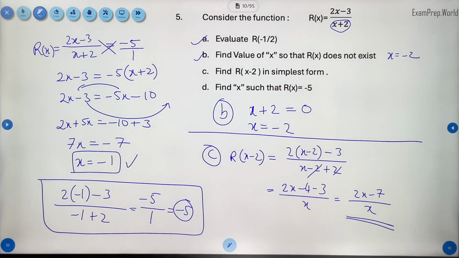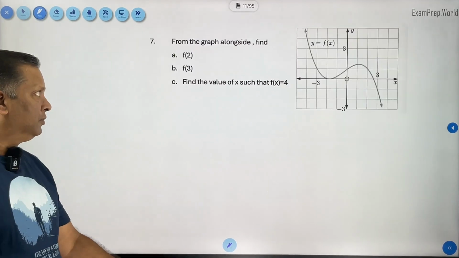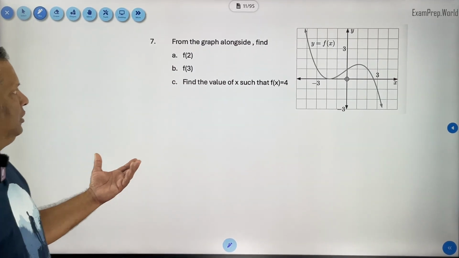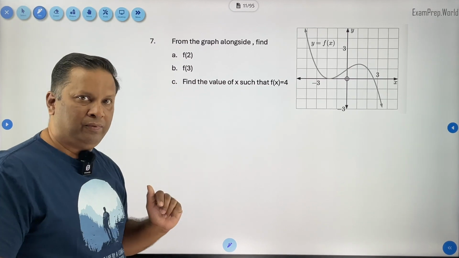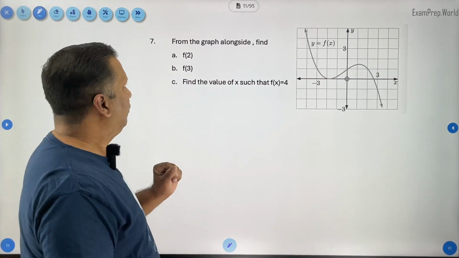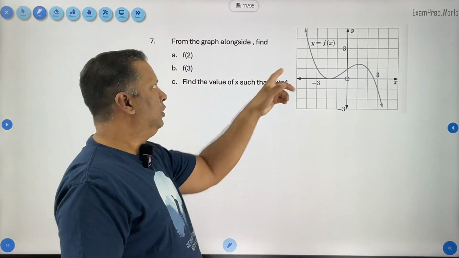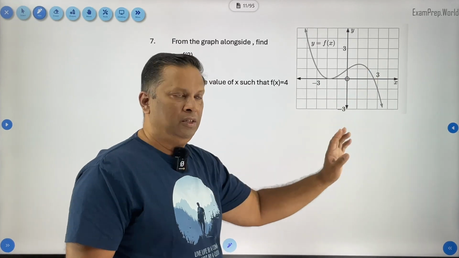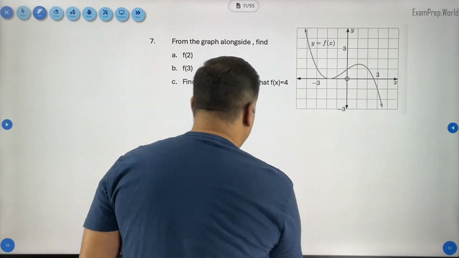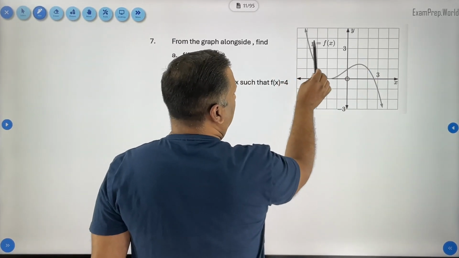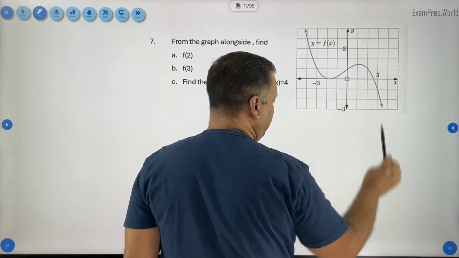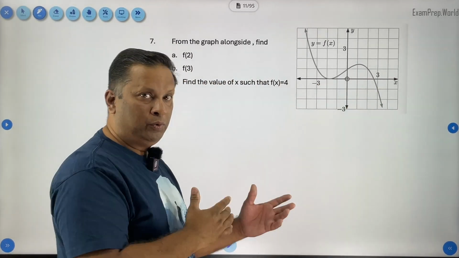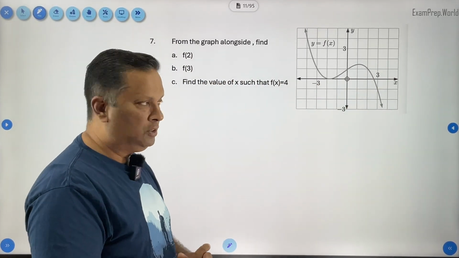Okay? So, I hope you have understood this type of question. Now, in this question, they have given us a graph. Okay? And from the graph, we have to find the values of f of 2. Is the graph a function, right? See, vertical line test. Let's do the vertical line test. See, it is touching only at one point. So, it is definitely a function. Okay? The one which we were doing in earlier questions.